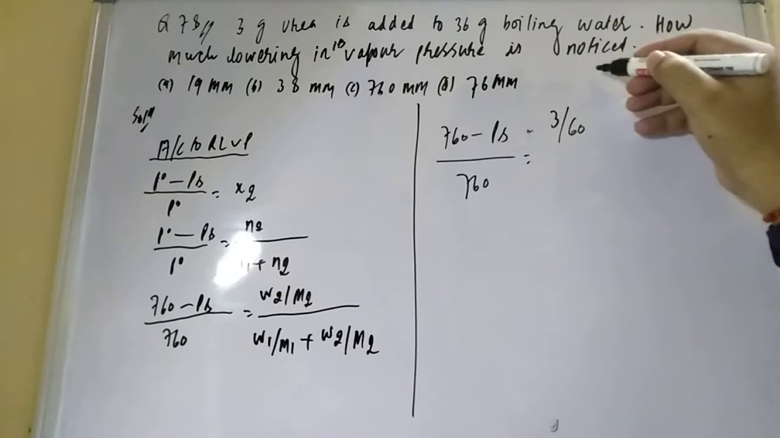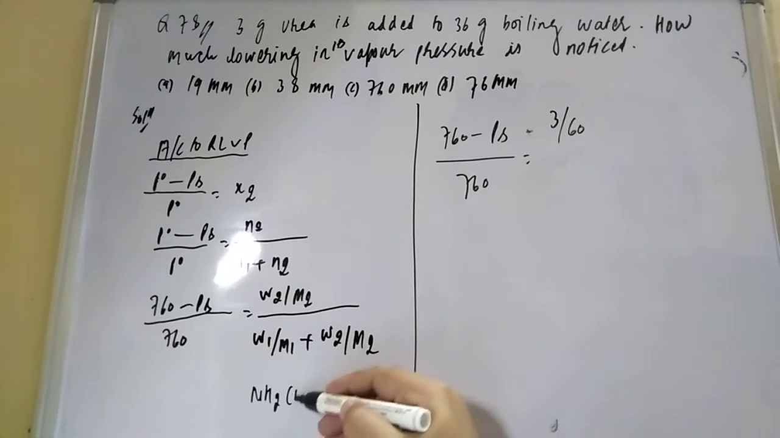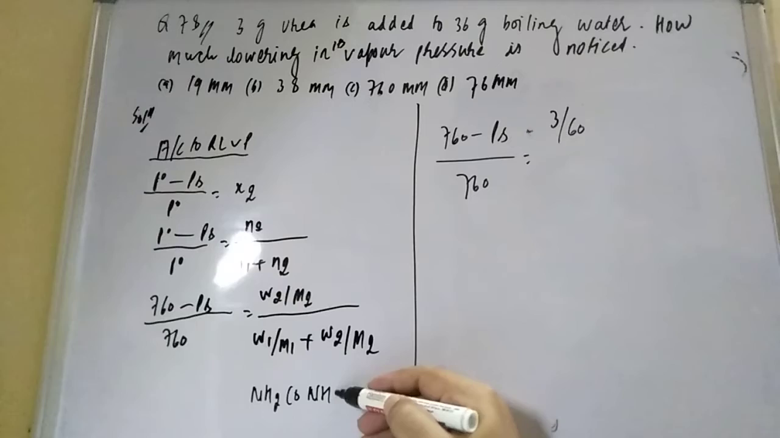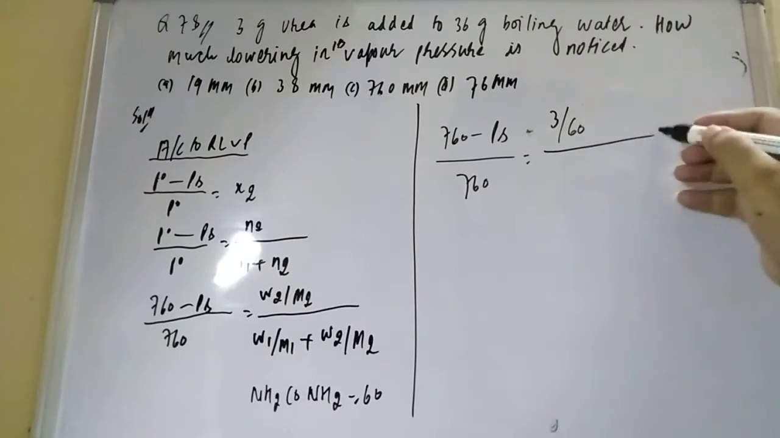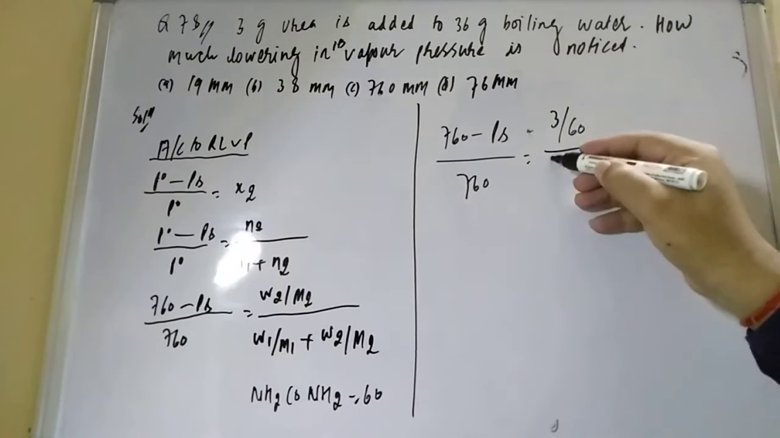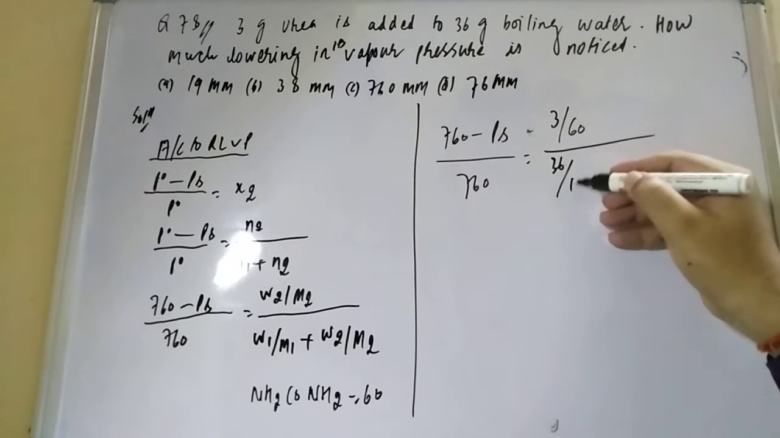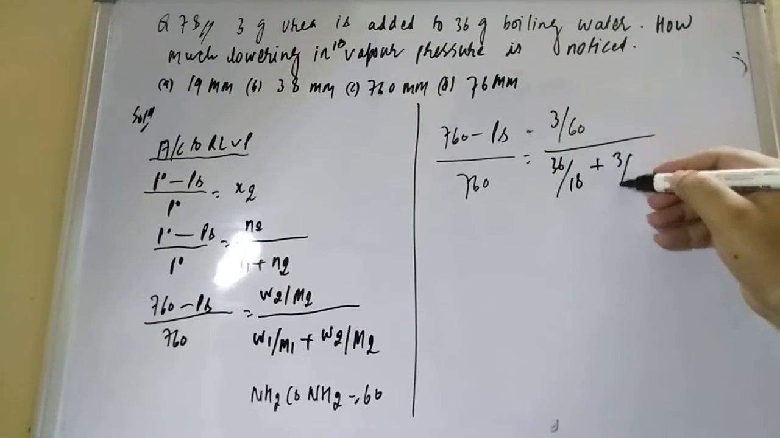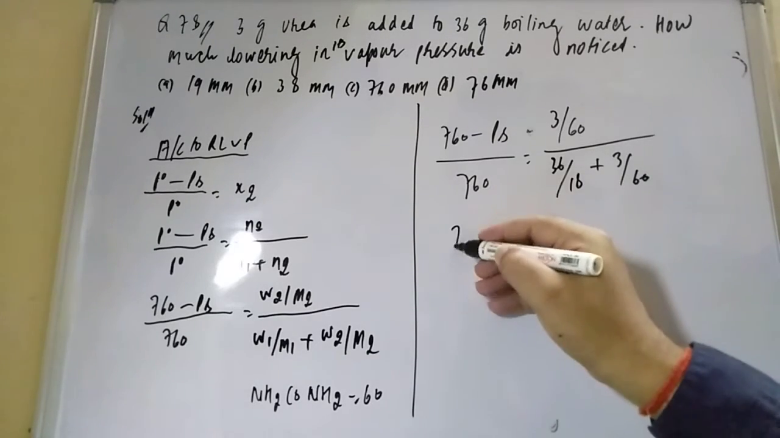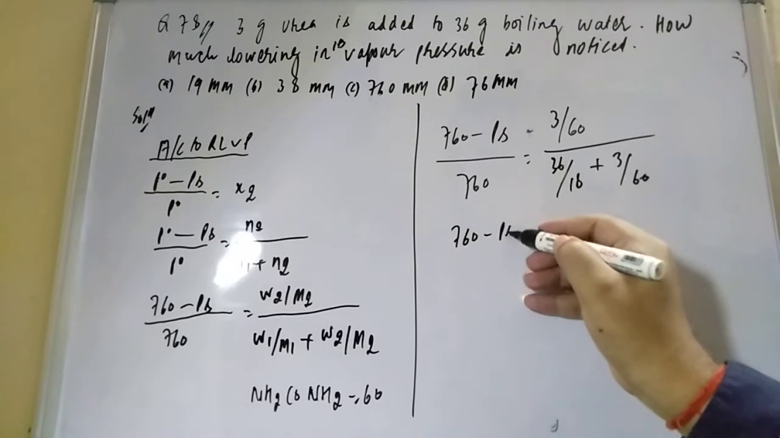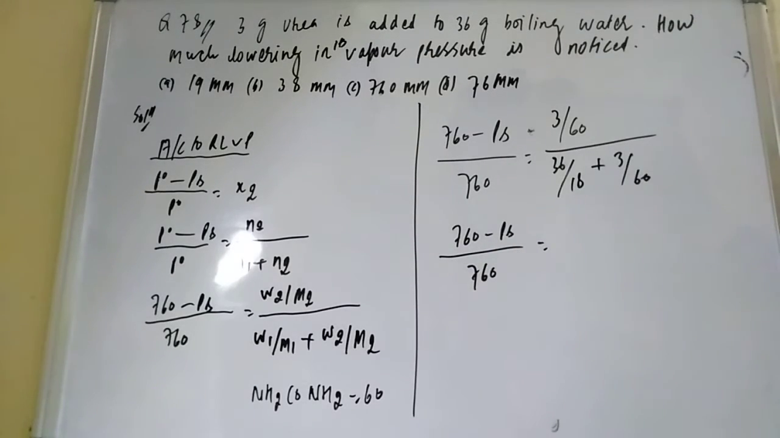If you talk about it, urea is NH2 CO NH2, so its molar mass is coming 60. Divided by, again, how much? 36 gram of water divided by molar mass of water 18, plus 3 by again 60. So how much will come, student? 760 minus PS upon 760 equal to 3 by 60.